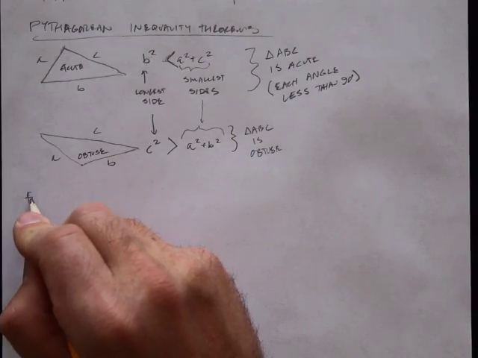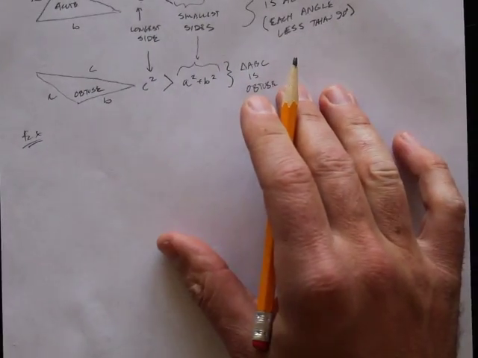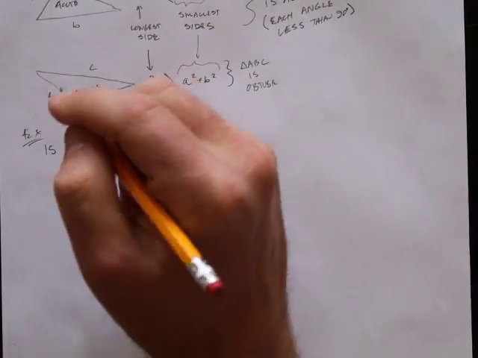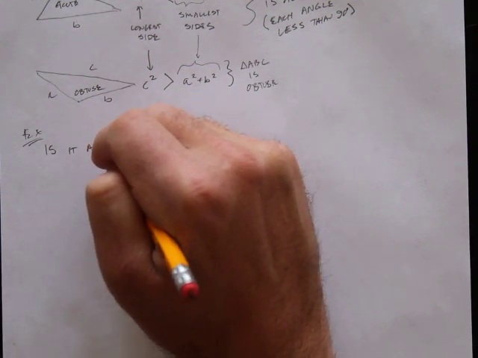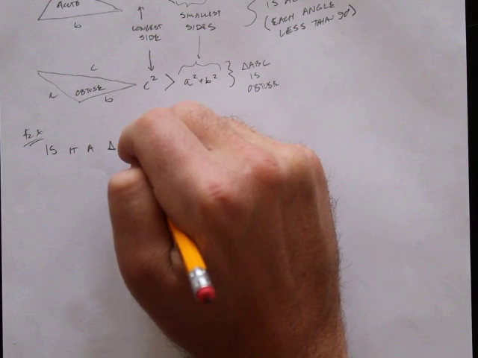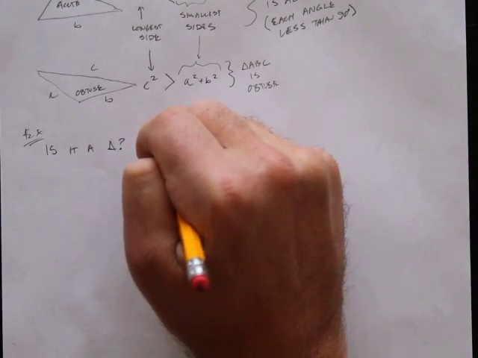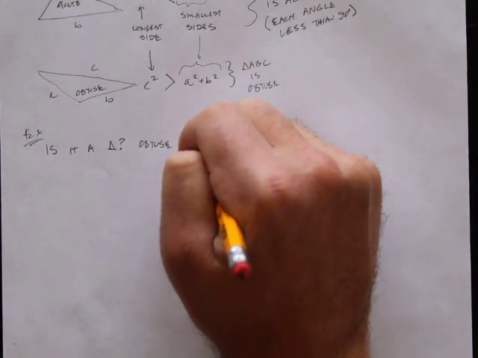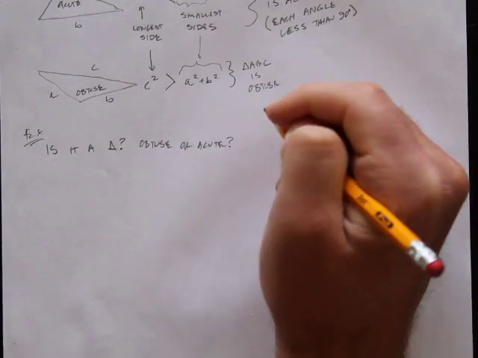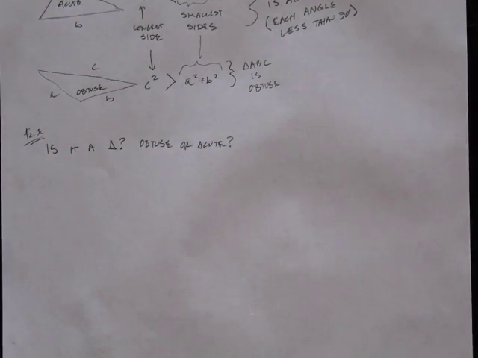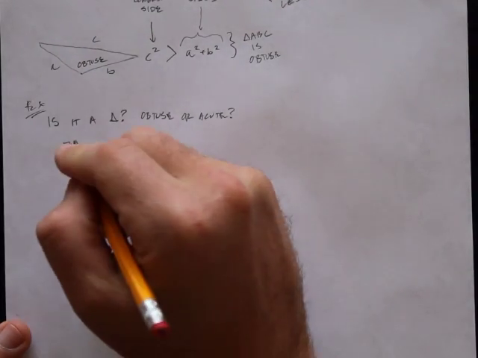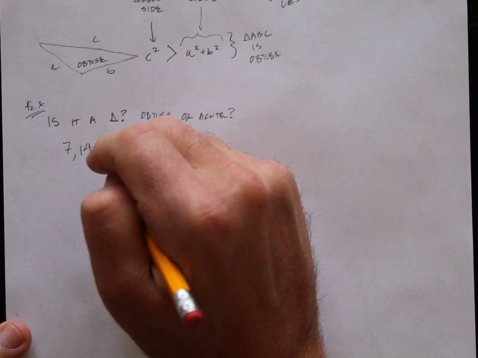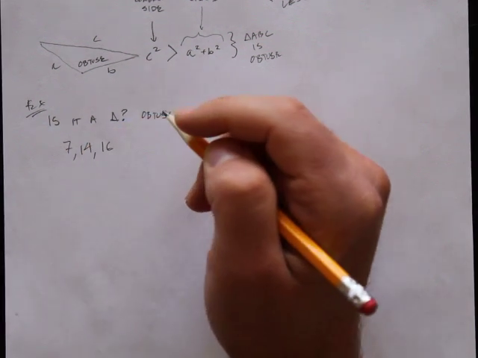All right, let's use this information to do some examples. Is it a triangle, obtuse, or acute? All right, so here are our numbers, 7, 14, and 16.